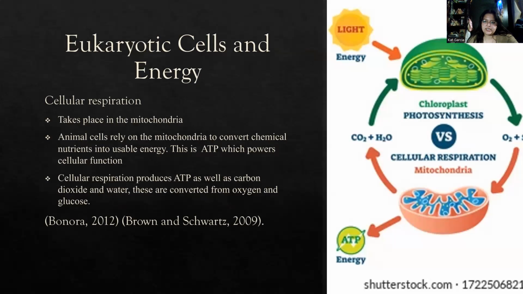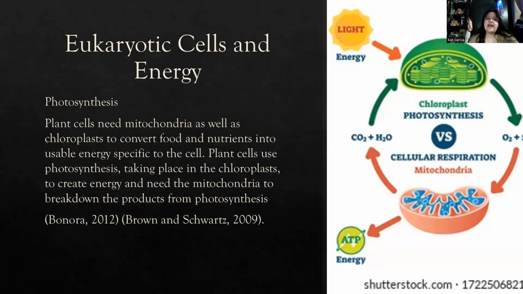So cellular respiration takes place in the mitochondria. This is primary to animal cells. And we did learn that plant cells need both chloroplasts as well as mitochondria, as photosynthesis has energy units, which are glucose that the plant cell needs broken down further, which uses cellular respiration for.